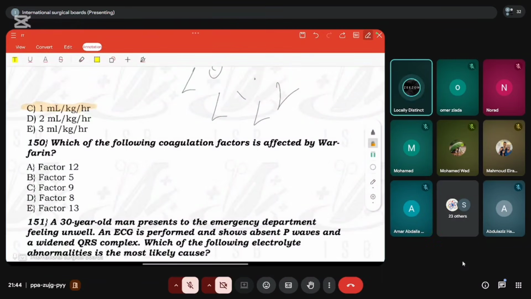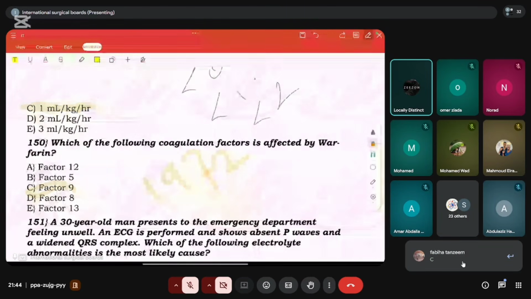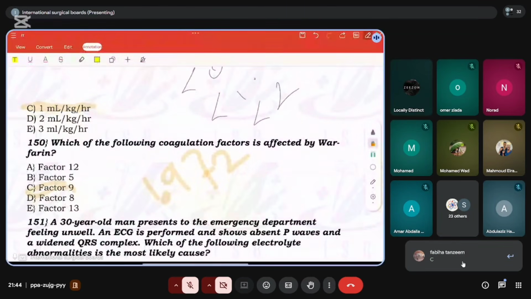Which of the following coagulation factors is affected by warfarin? C. 9, right? 10, 9, 7, 2, so 9.